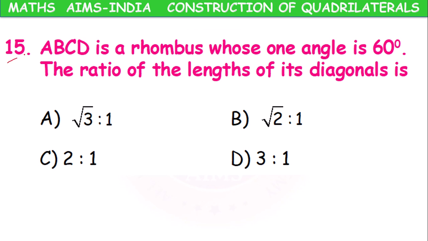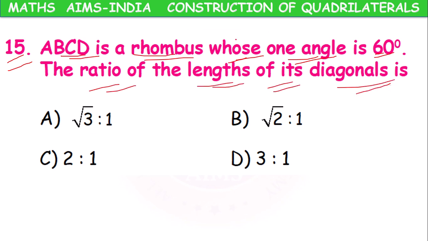Next one. ABCD is a rhombus whose one angle is 60 degrees. The ratio of the length of its diagonals is how much? So in a rhombus, if one angle is 60 degrees, then the ratio of the lengths of the diagonals is how much?